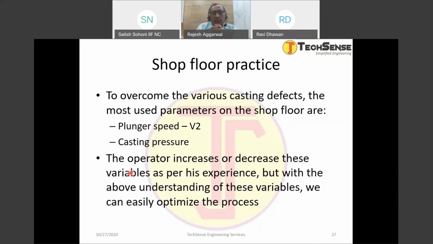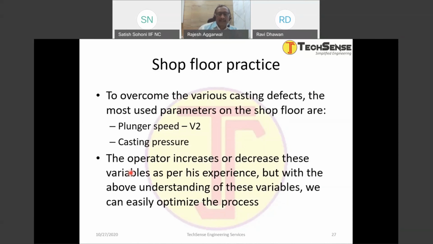Now, there are just a few questions on the understanding. How do we understand that? To overcome the various casting defects, the most used parameters on the shop floor are plunger speed and casting pressure. The operator increases or decreases these variables as per his experience. But with the above understanding of these variables, we can easily optimize the process.